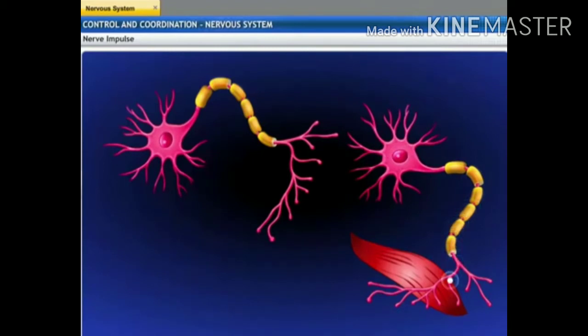This is generally how nervous impulses travel in the body. This process continues till the impulses from the neurons are delivered to other cells, such as muscle cells or glands.